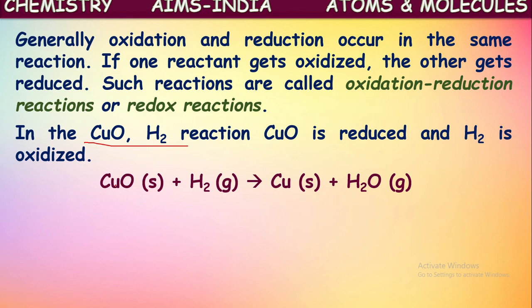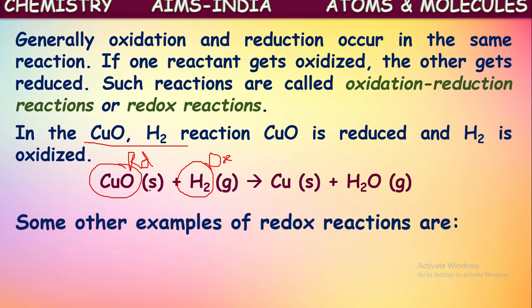See here, when copper oxide is heated in the presence of hydrogen, copper oxide converts into copper. At the same time, hydrogen converts into water. This lost oxygen, so it underwent reduction. We can say copper oxide is reduced. And this gained oxygen, so we can say this is oxidized. Both reactions are occurring simultaneously in the same reaction, so we can say this is a redox reaction.